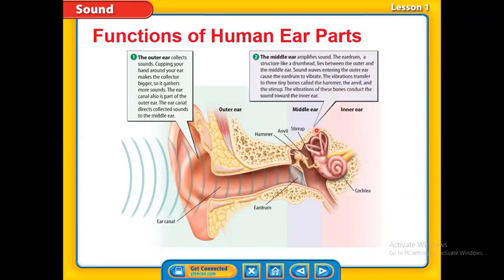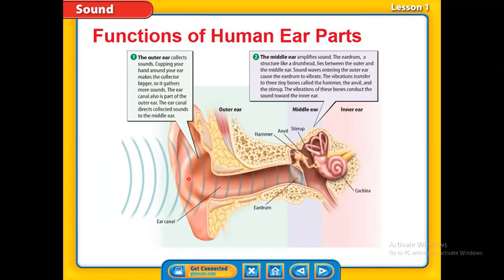Now we have the middle ear. In the middle ear, which amplifies the sound, you will find the eardrum. You see the eardrum, this thin skin-like part of the ear. It's so thin, guys. Okay, so we have the eardrum, which is like a drum head. Okay, we have the 3 bones in here.